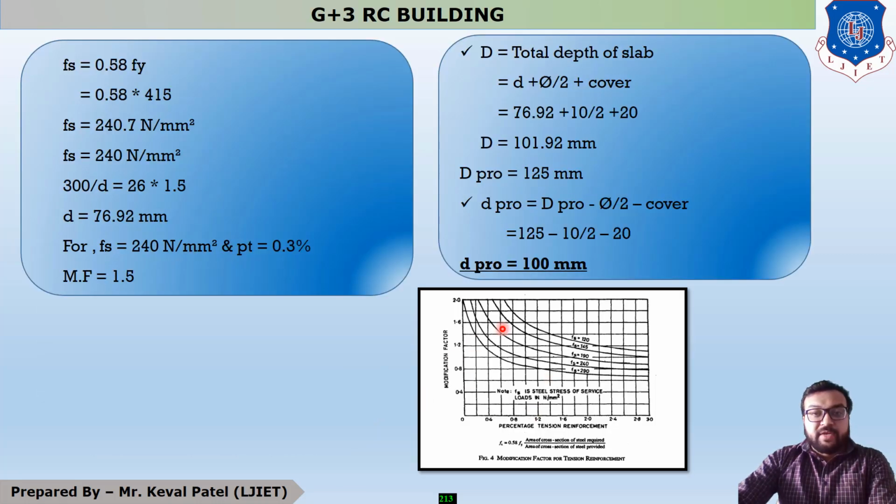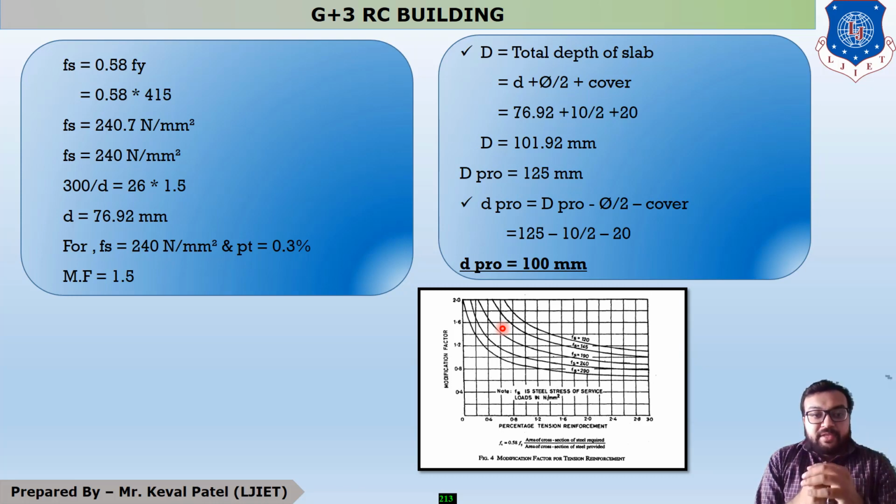So students, our value of modification factor is found from page number 38, in which there is figure number 4. So the value of modification factor depends on two values. First one is percentage tensile reinforcement and second one is Fs.